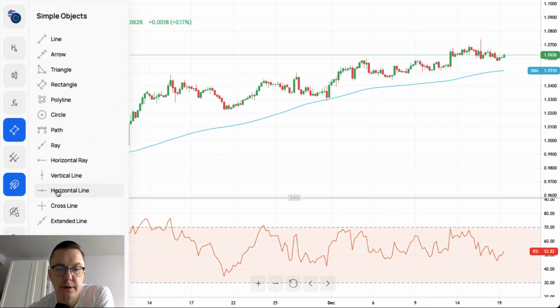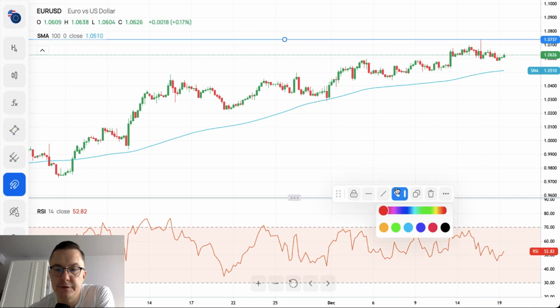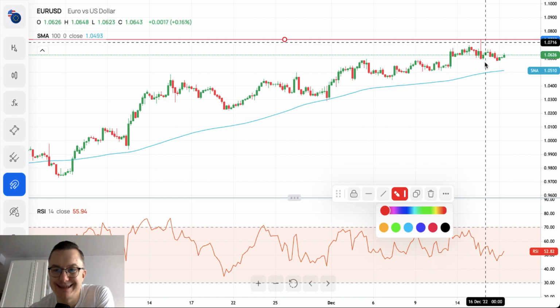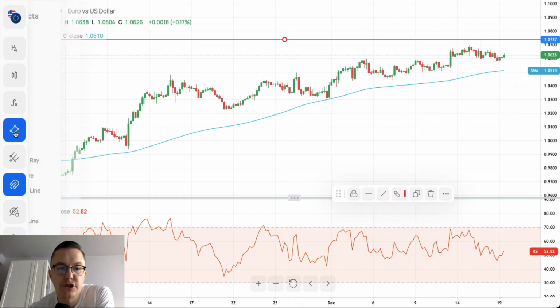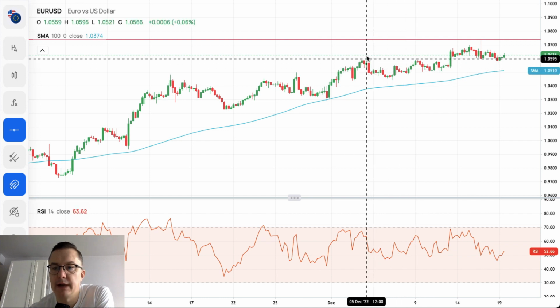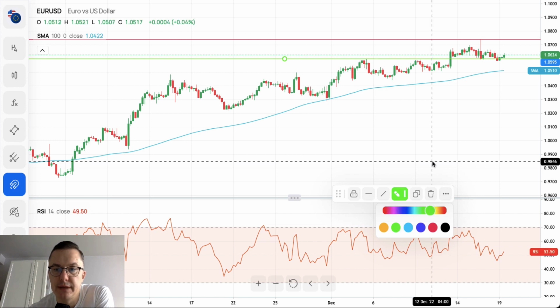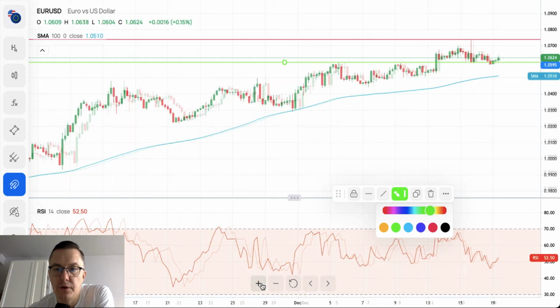If we locate the high 1.0737, you can see it here. We can of course label it as a technical resistance, and just not that far away we can have this technical support located here. So let's concentrate on these two levels in our analysis for today.